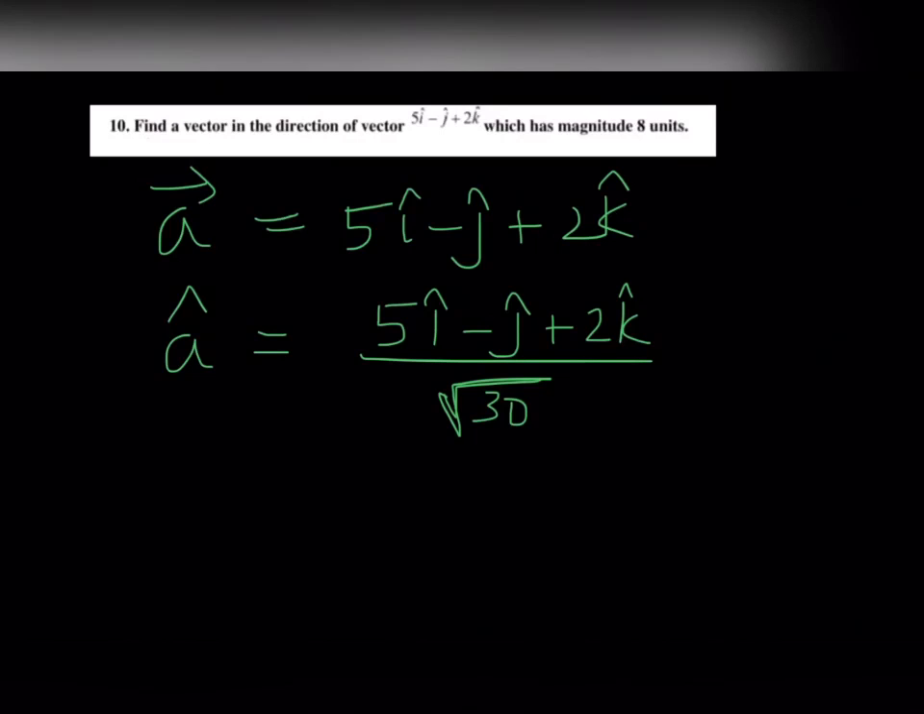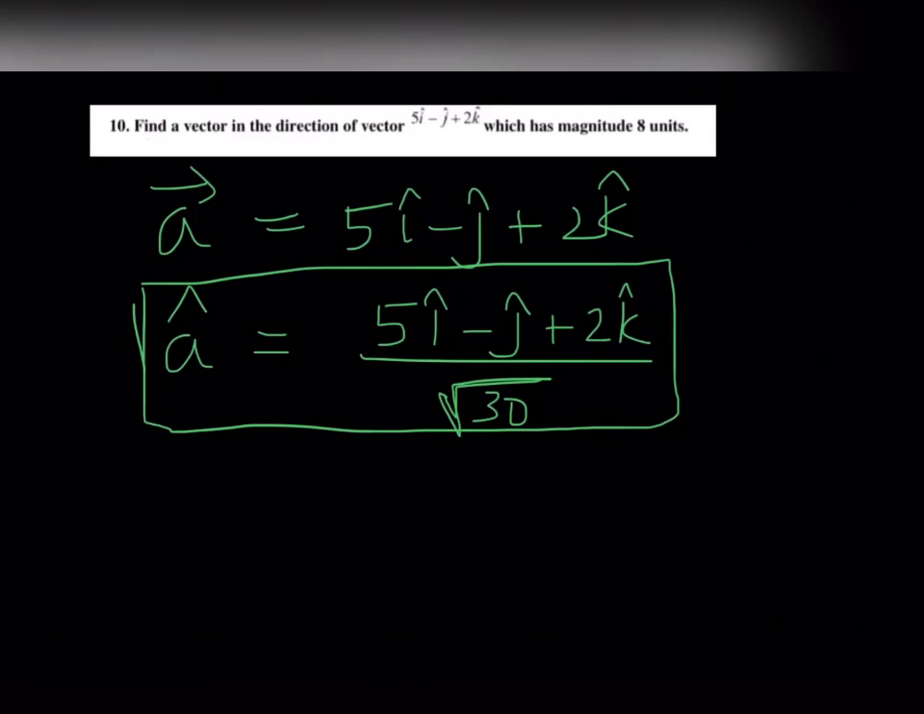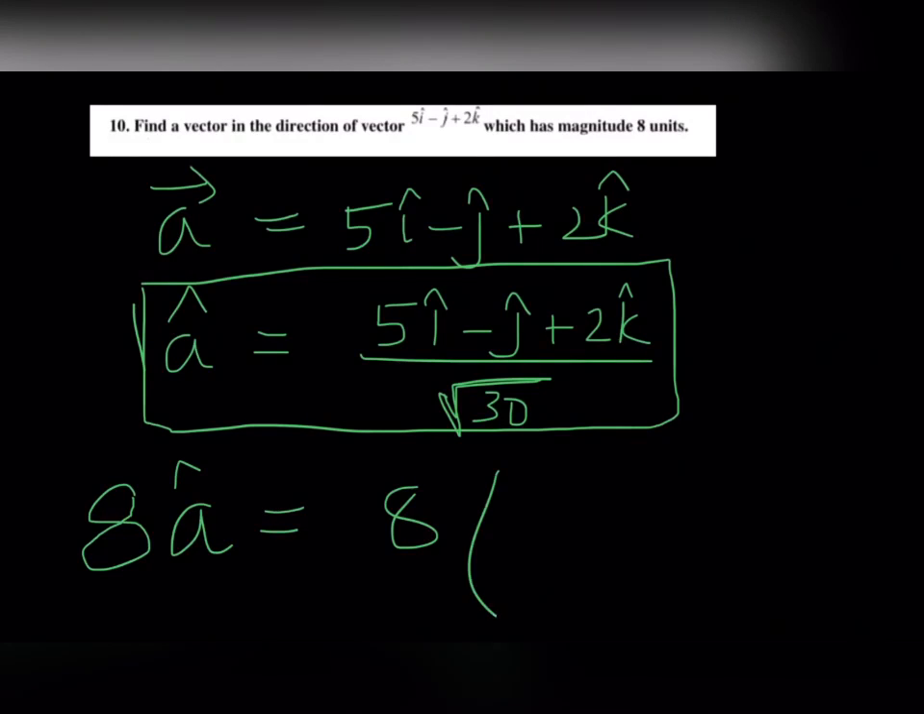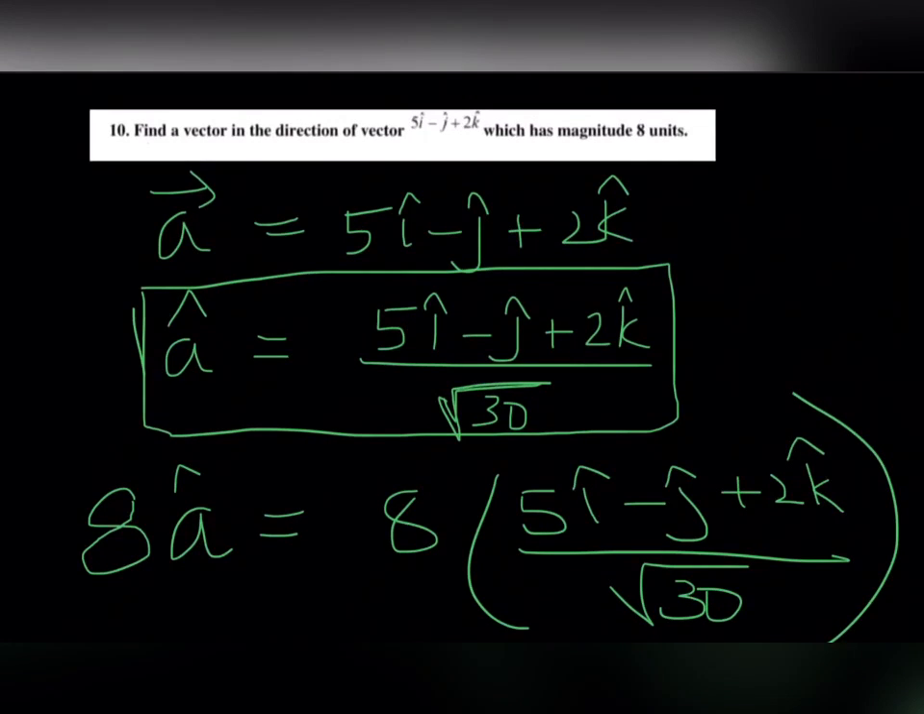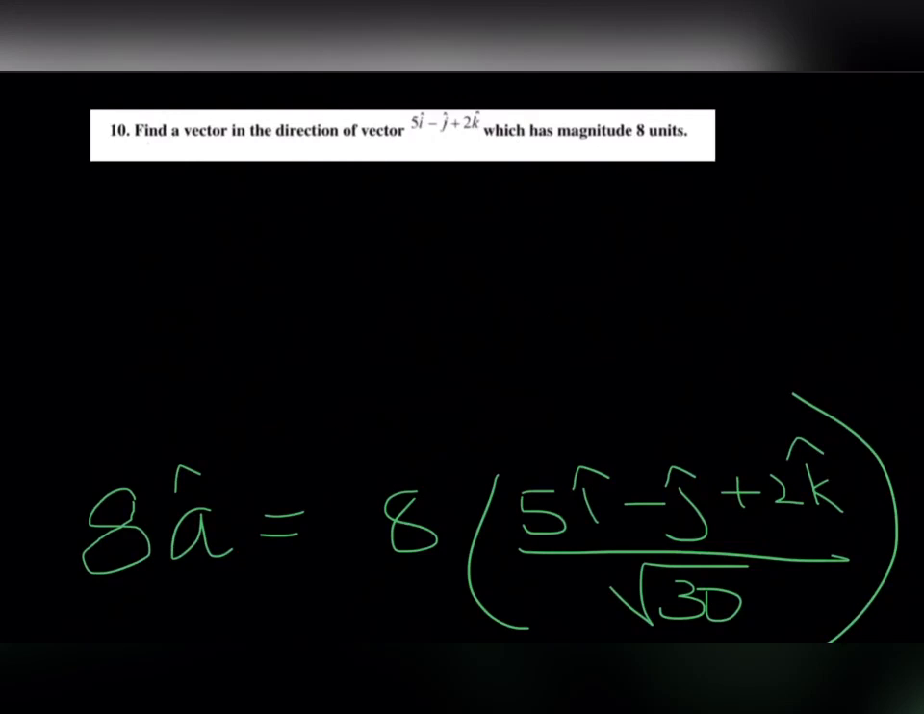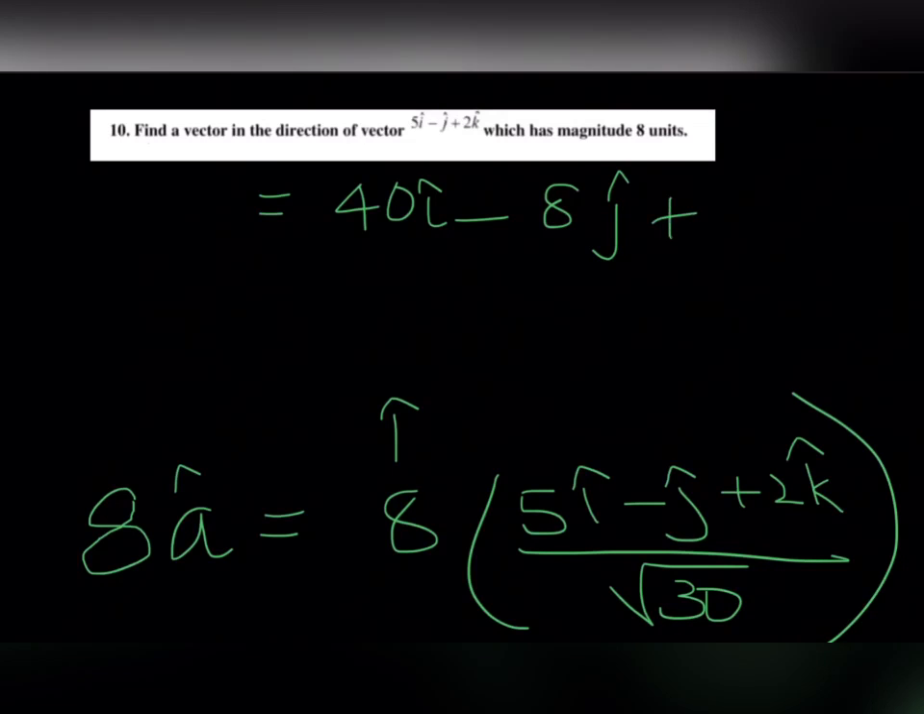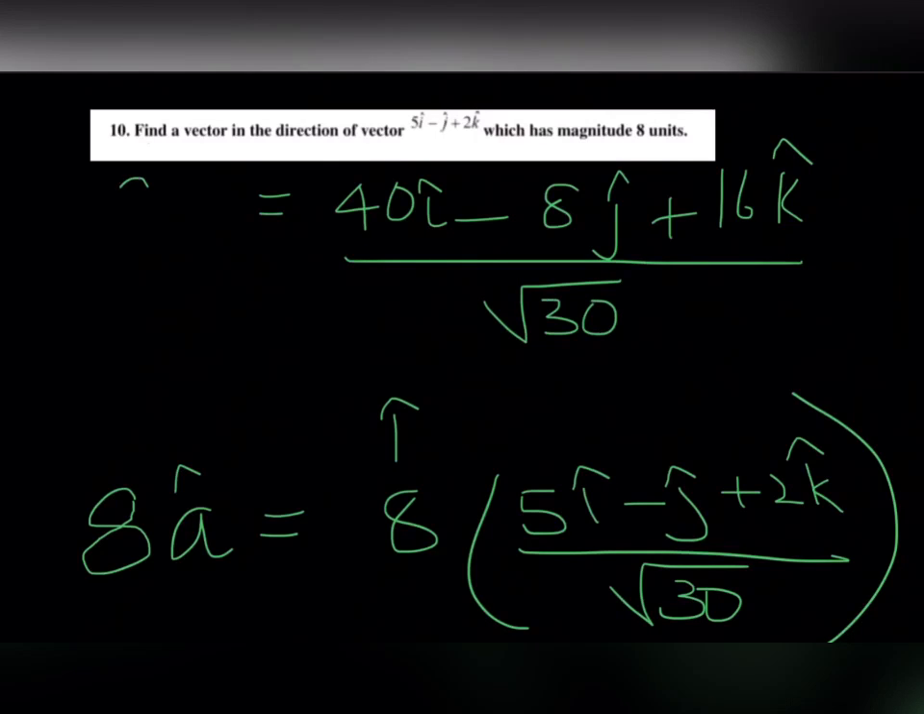Now we have found the vector having magnitude 1 unit, that is the unit vector will have the magnitude as 1. Now we need to find the vector having magnitude 8 units. So 8 a cap. So multiplying 8 in our unit vector, 5i cap minus j cap plus 2k cap divided by root 30 into 8. For the convenience of space, I will erase it and I'll write it over here. So coming over here, we'll get 40 i cap minus 8 j cap plus 16 k cap divided by root 30, which is the required answer.